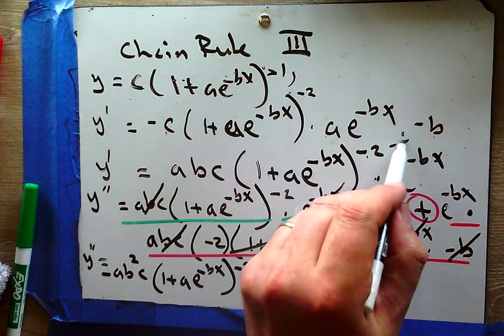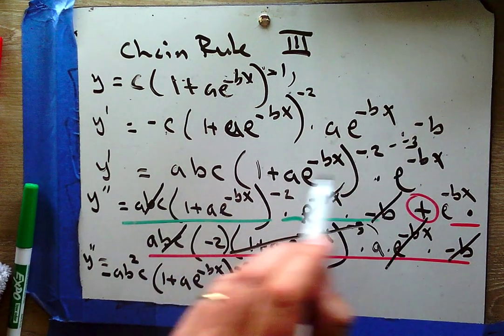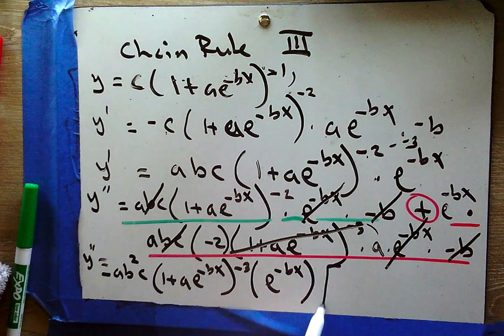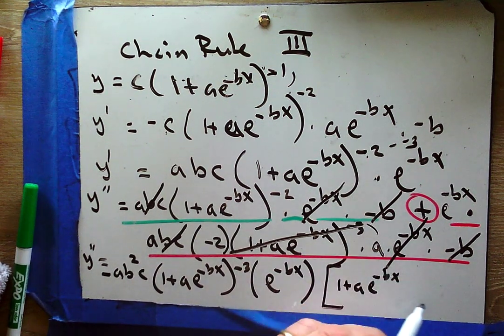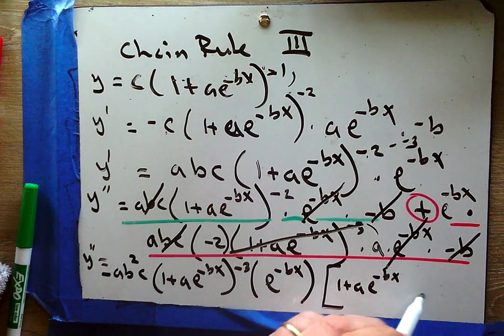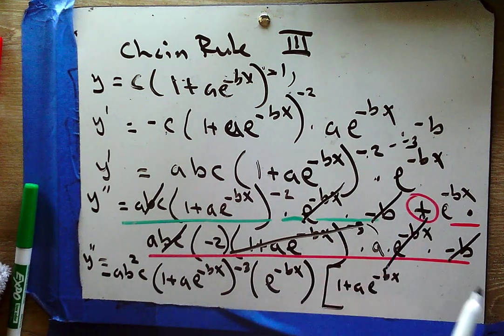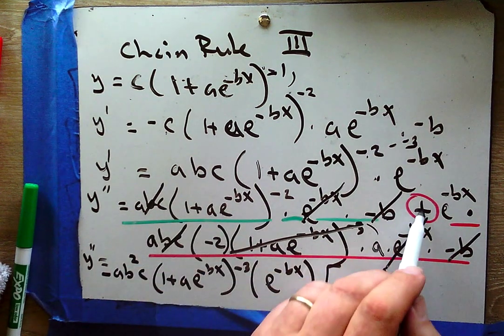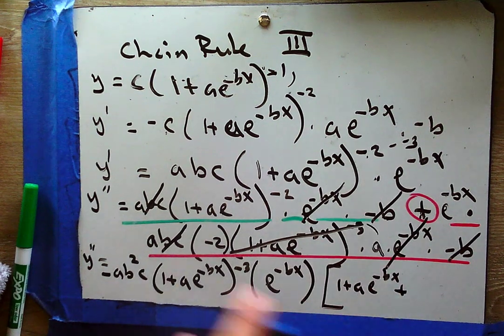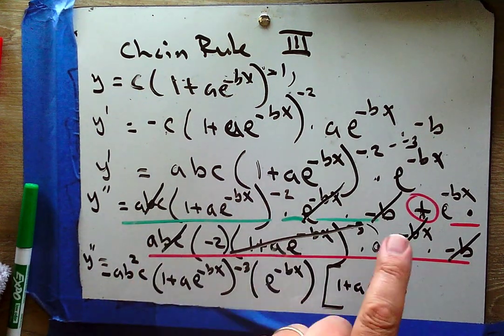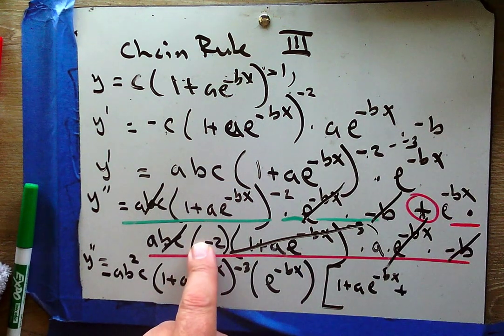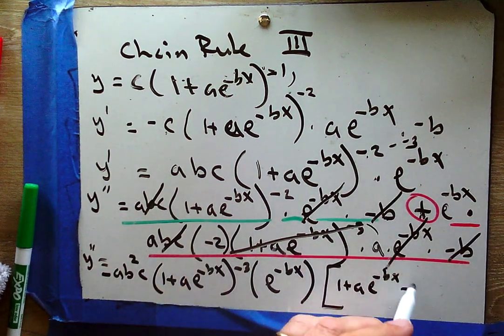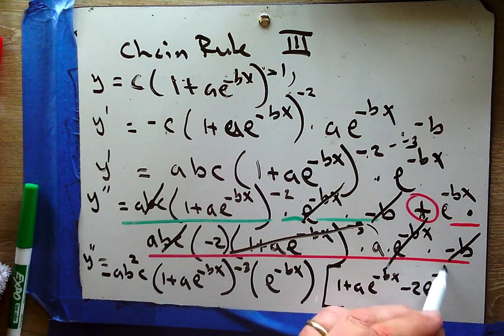But when I factored in negative 3, I ended up with this to the positive 1. So I have 1 plus a e to the minus bx, this. And then our plus sign, because everything else cancels out: cancel this, cancel this, cancel this, cancel that. I still have this, and that. So minus 2 e to the minus 3x.